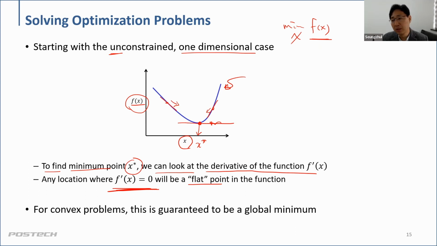Don't worry too much about whether this is a maximum or minimum, because once we set the derivative equal to zero and find x star, it's not that difficult to figure out whether it's the minimum or maximum point. So don't worry about that too much. And again, for a convex problem, like I mentioned several times, it's guaranteed to be the global minimum. That's the only reason that we love convex optimization problems.